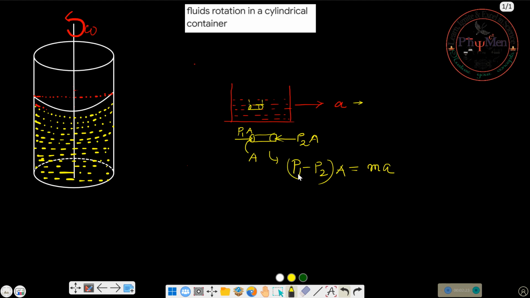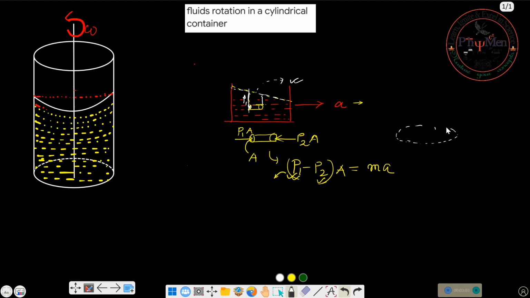So from this we can say that P1 and P2 do not have the same pressure. P1 has more pressure than P2, so the surface will become like this. This point will be at a higher height, and this will be at a lower height. The free surface will automatically take this particular shape.